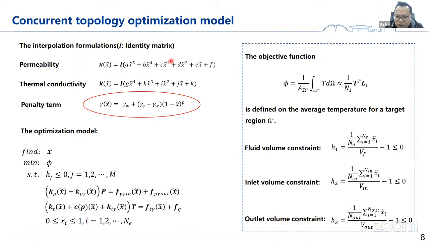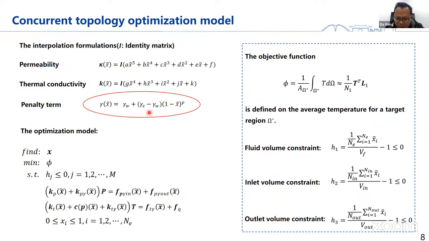Since the Sergeant model directly reflects the relationship between micro channels and their effective properties, the above Sergeant models are directly used as interpolation formulations. In addition, the boundary-based penalty method is used to maintain the inlet temperature, inlet pressure, and outlet pressure at the specified boundary conditions. And this design-dependent penalty parameter enables continuous layout optimization of inlets and outlets.